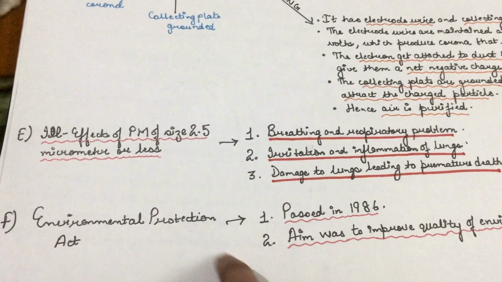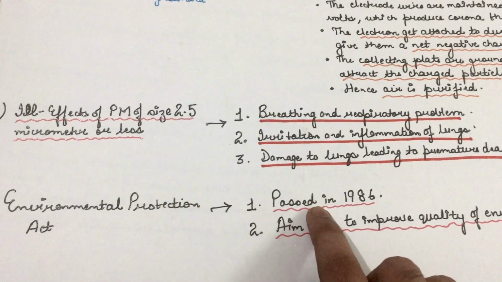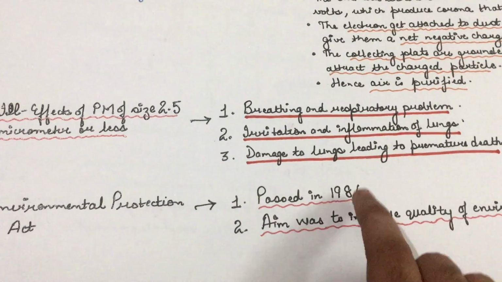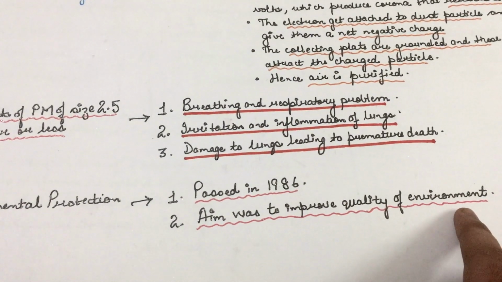Now let us look at the Environmental Protection Act. We should know that it was passed in 1986 and its aim was to improve the quality of the environment.